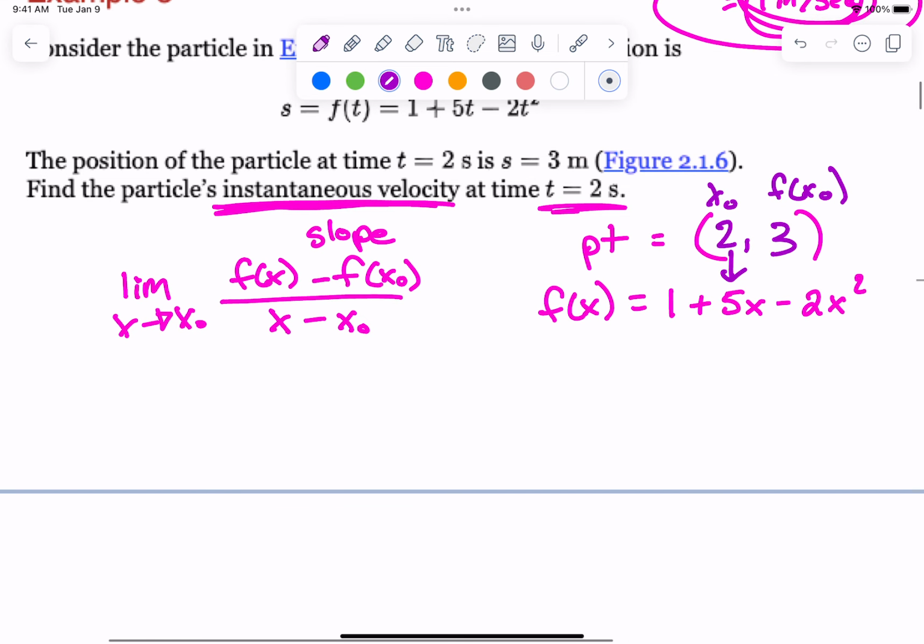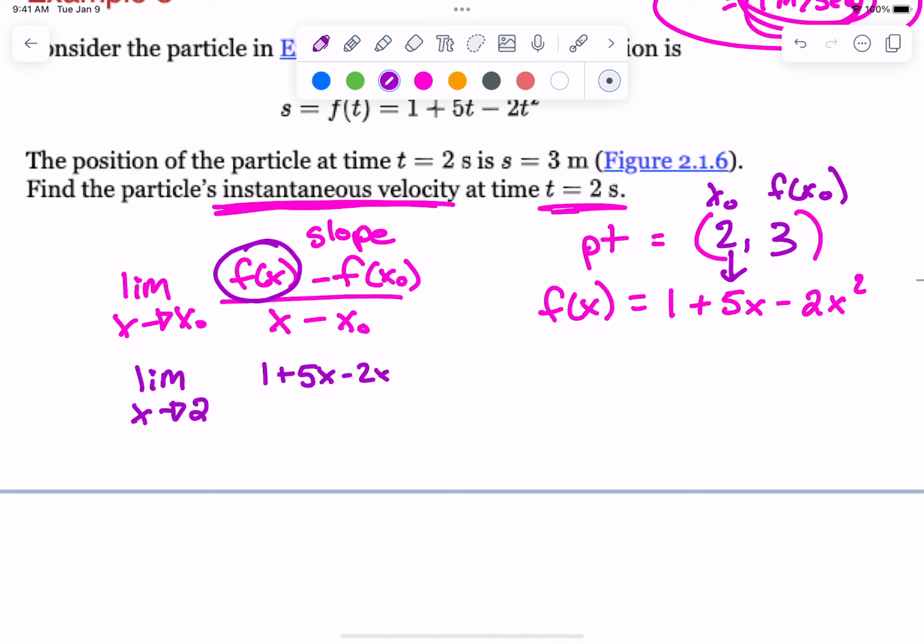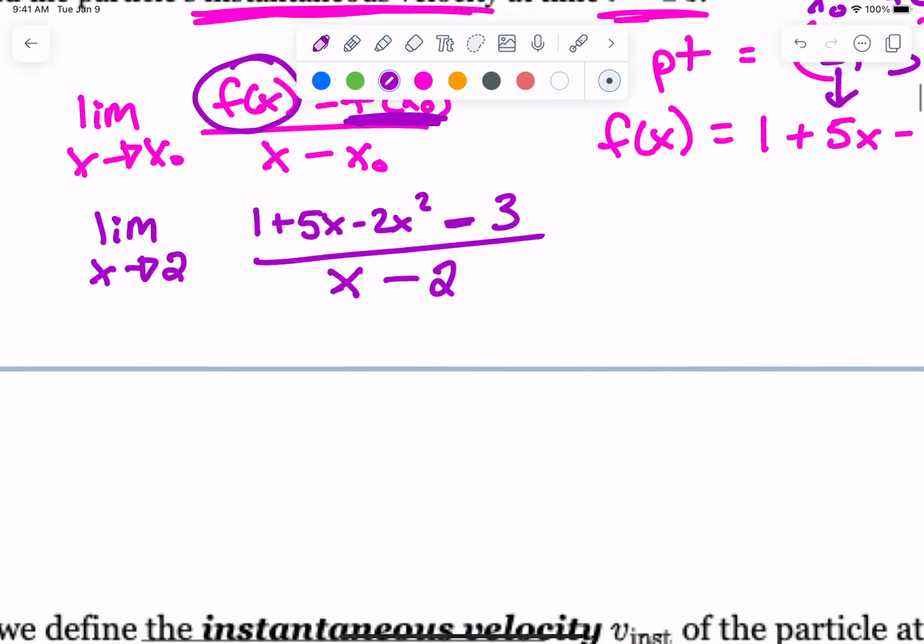We're looking at instantaneous, which is the slope of the tangent line, right? The limit as x goes to x naught, which is 2, and now I need to plug stuff in. What's f of x? All that big junk. Okay, there's that. Minus, what's f of x naught? There's this guy. What's f of x naught? 3? 3 over x minus 2. Okay, all right, here we go. We multiply by the conjugate.